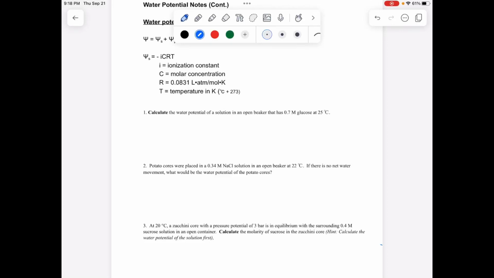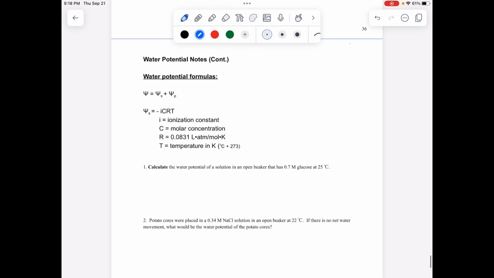In this video, we're going to go over the answers to the 3 practice problems that are on the second page of your water potential notes. So here are the 2 formulas for water potential. The total water potential is equal to the sum of the solute potential and the pressure potential.